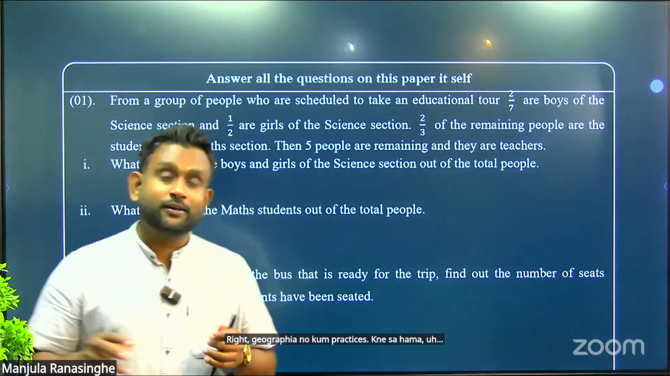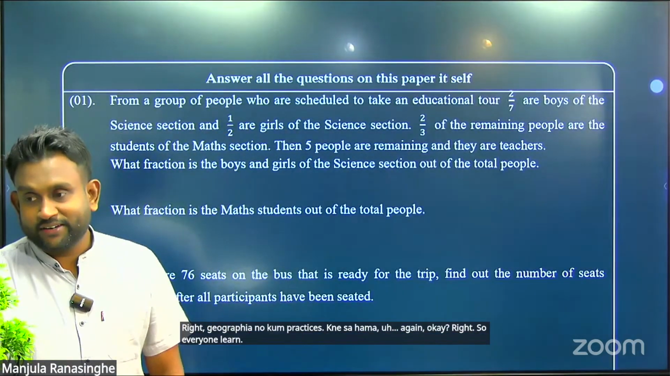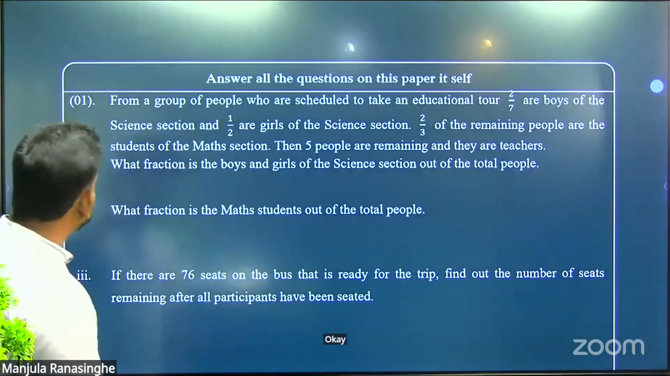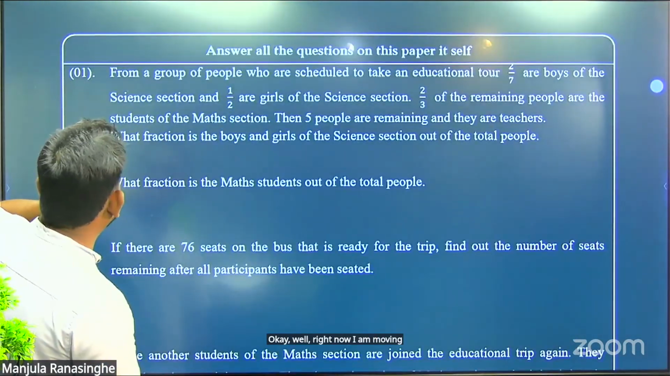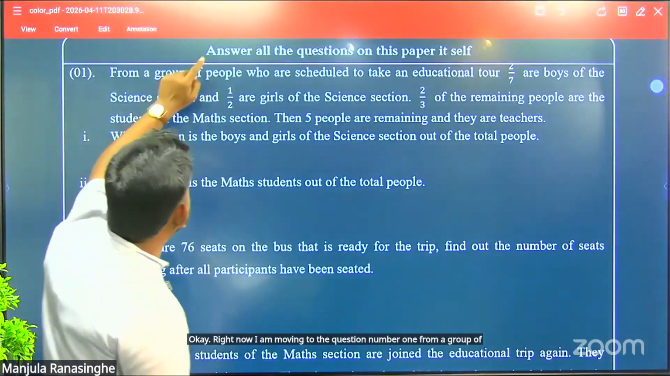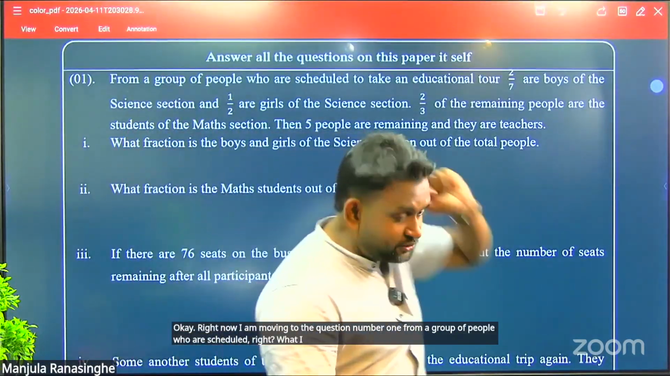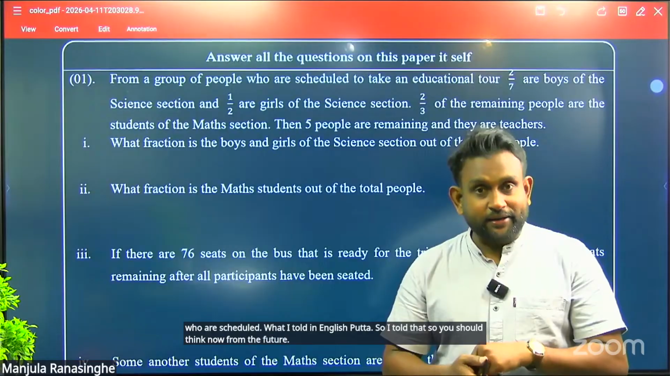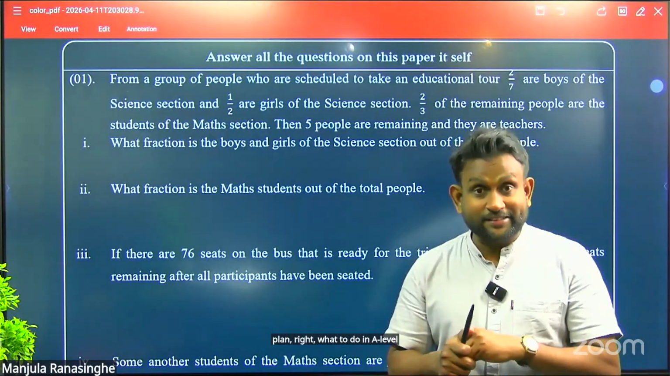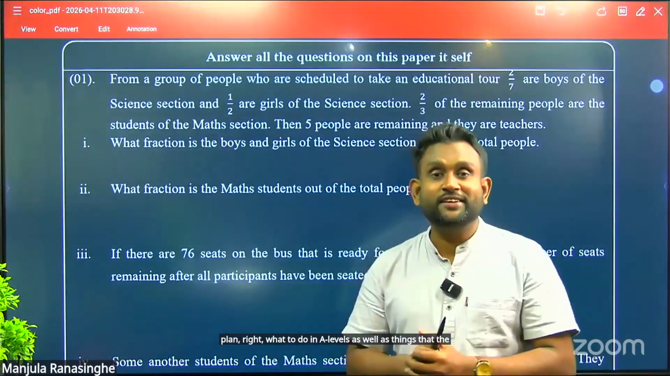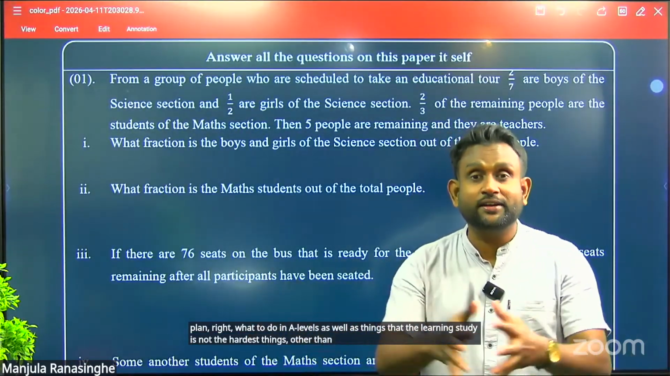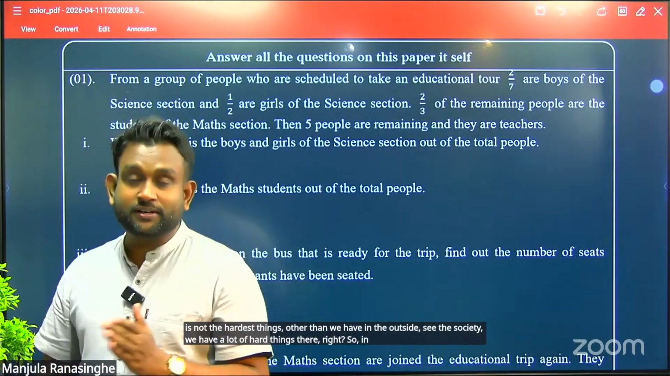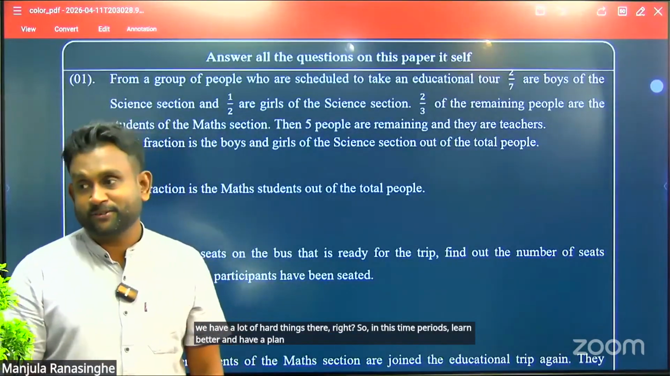Okay, right. So everyone learn, right? Then you can understand, right? Okay. Right now I am moving to question number 1 from a group of people who are scheduled. What I told in English, I told that. So you should think now from the future plan, right? What to do in A levels. Studying is not the hardest thing compared to what we have outside. See the society, we have a lot of hard things there, right? So in this time period, learn better, have a plan and work on that. So that's why I told that.